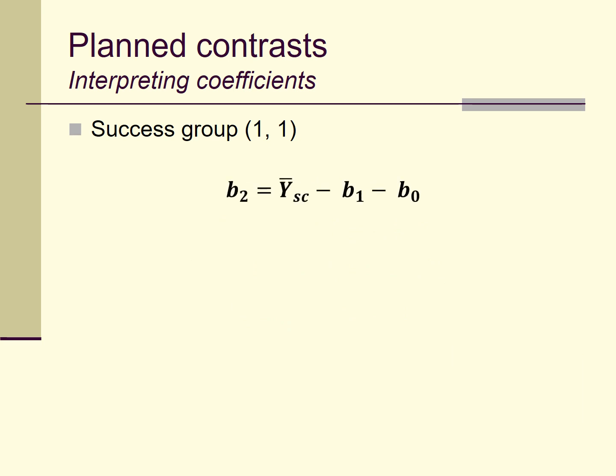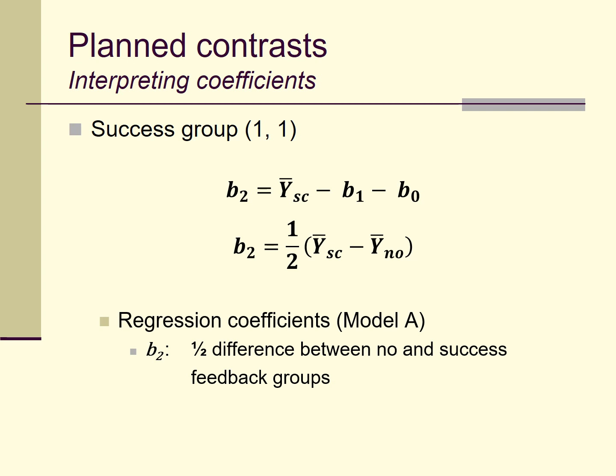we end up with an equation that looks like this. The equation suggests that b sub 2 is 1/2 the difference between the average for the success group and the average for the no feedback group. If you look back to the coding scheme, that part in between the parentheses makes sense. That's the comparison we wanted, and the fraction outside of the parentheses is again this scaling term that we saw in the previous regression coefficient, b sub 1. It's a fraction that indicates the number of groups involved in that comparison or contrast.